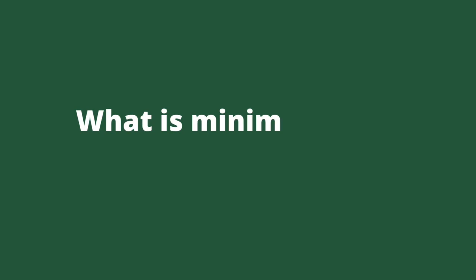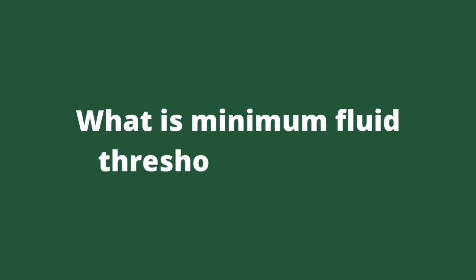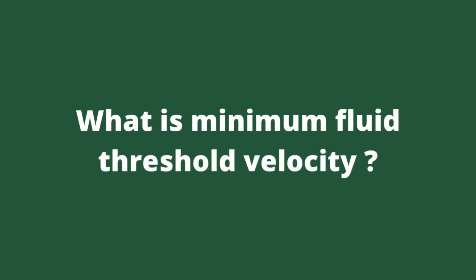The wind velocity at which the movement of the most erodible soil particle is initiated is known as the minimum fluid threshold velocity. What is minimum fluid threshold velocity? That is the wind velocity at which movement of the most erodible soil particles is initiated. It is lowest for 0.1 to 0.15 mm particles. Minimum fluid velocity is 3 km per hour and initiates the process of wind erosion.